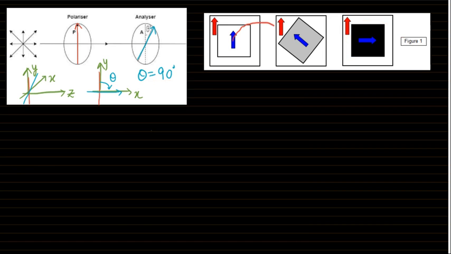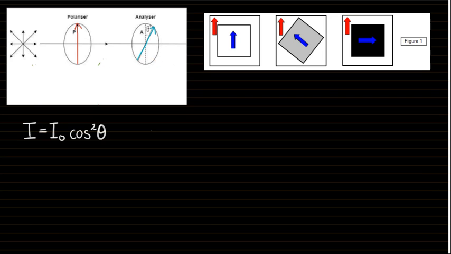So the intensity of the light coming out of the analyzer is given by the law of Malus. According to the law of Malus, the intensity of the light coming out of the analyzer, I, equals I naught cos square theta, where I naught is the initial intensity, the intensity of the unpolarized light, and how much light is coming out is given by I naught cos square theta.